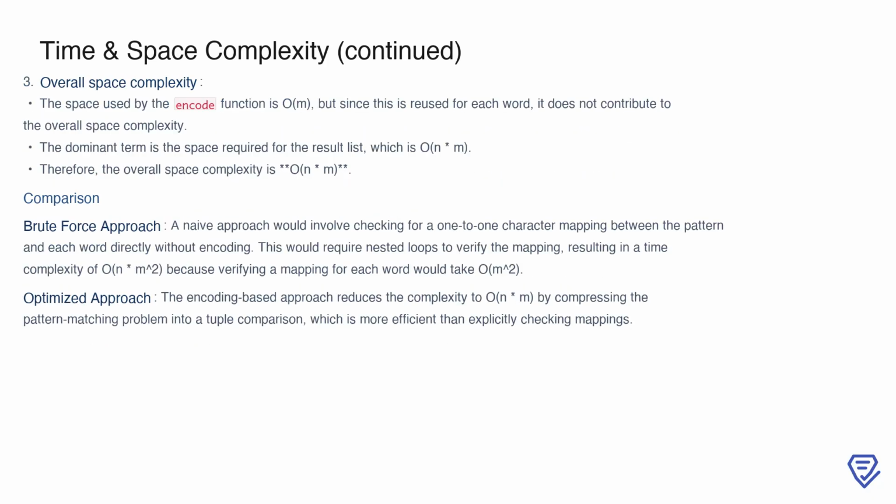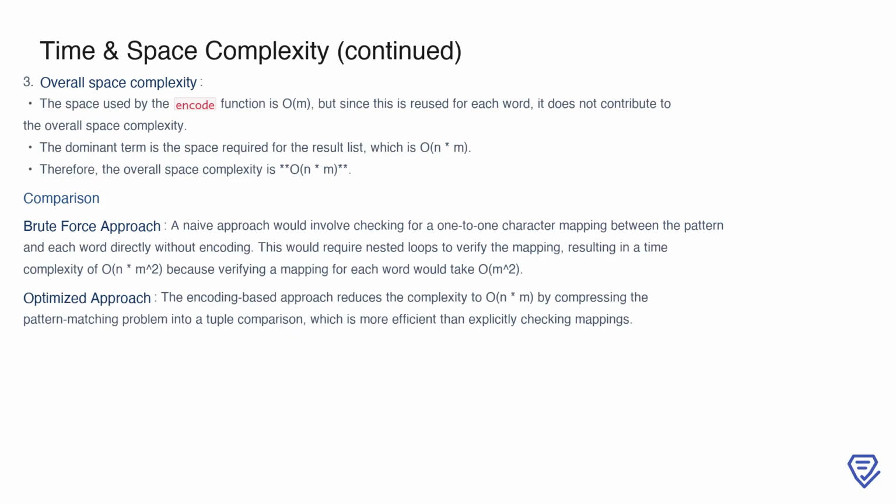The overall space complexity is determined by the dominant factors. While the encode function uses O(m) space, this is reused for each word and does not scale with the size of the input. Instead, the dominant term is the space required to store the result list, which is proportional to the number of words n and their length m. Thus, the overall space complexity is O(n*m). Comparing this approach to a brute force method, the naive solution would involve nested loops to check character mappings, resulting in a higher time complexity of O(n*m²).